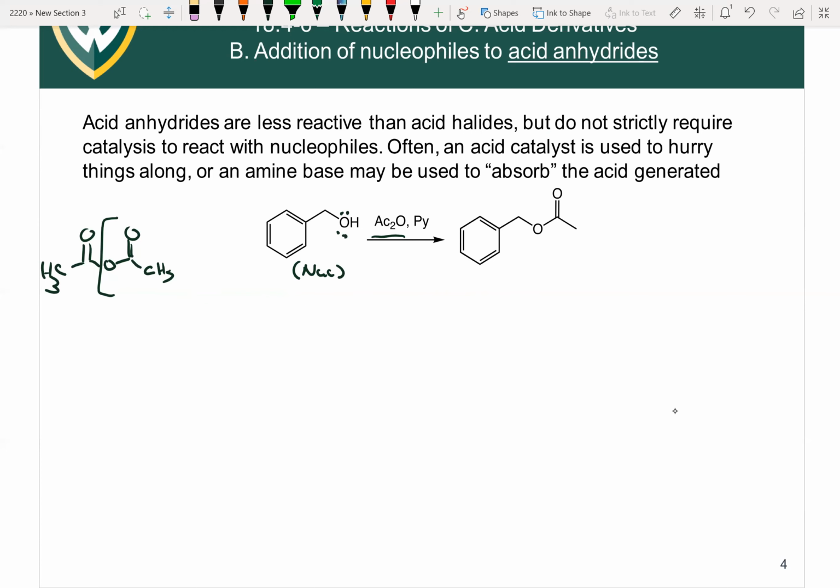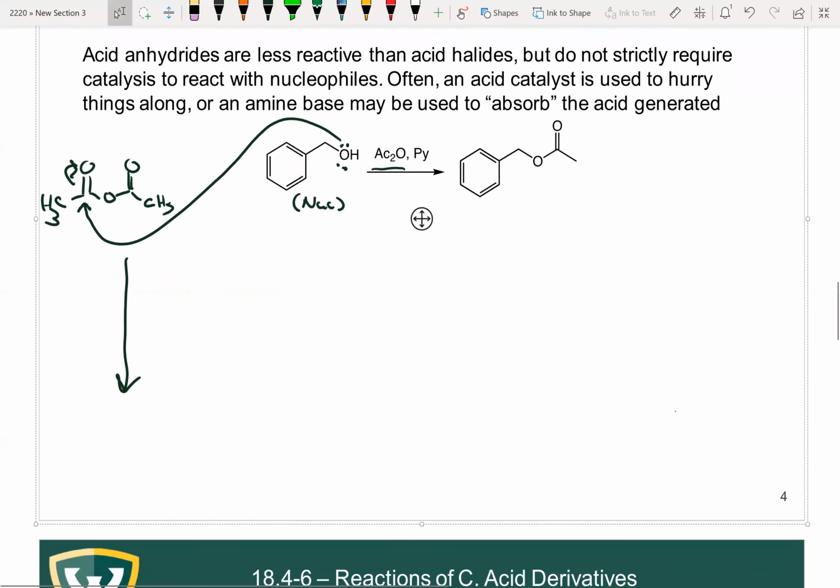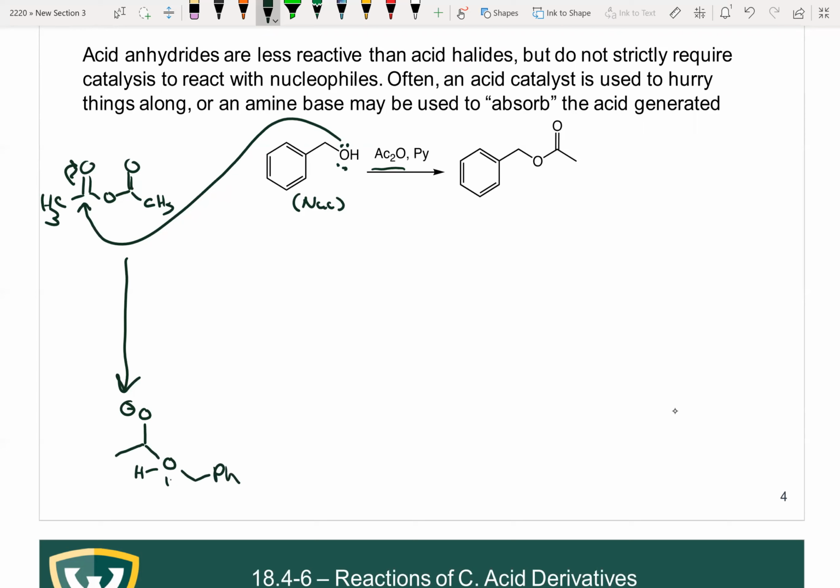However, again, we have a strong electrophile, acetic anhydride. And so the way this reaction works is our lone pair reaches out and attacks the carbonyl of the acetic anhydride. This should look pretty familiar at this point. We get to a tetrahedral intermediate. Remember, we haven't lost the proton off of our alcohol yet. It's a weak nucleophile. We haven't done anything to get rid of it.